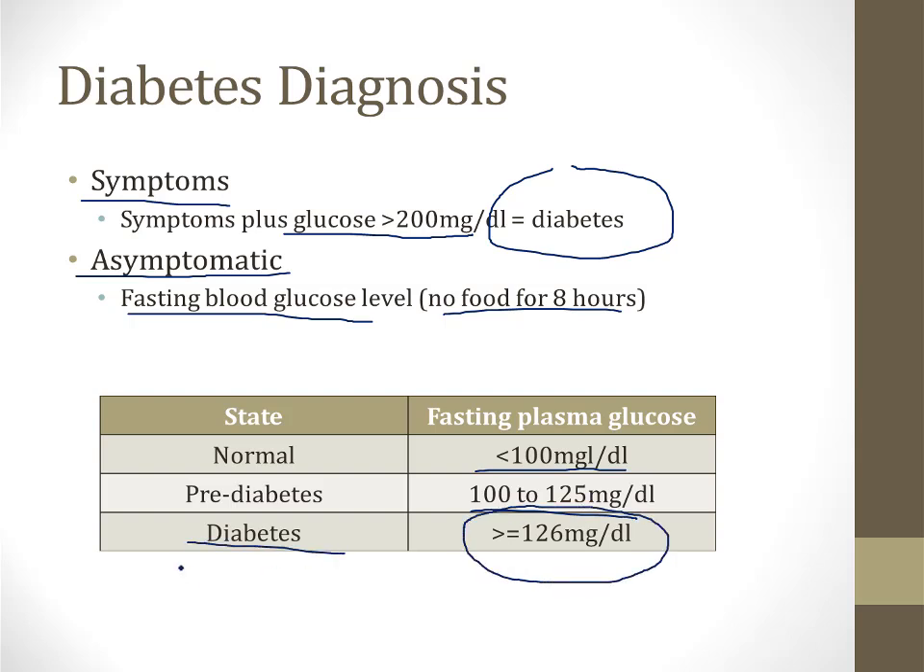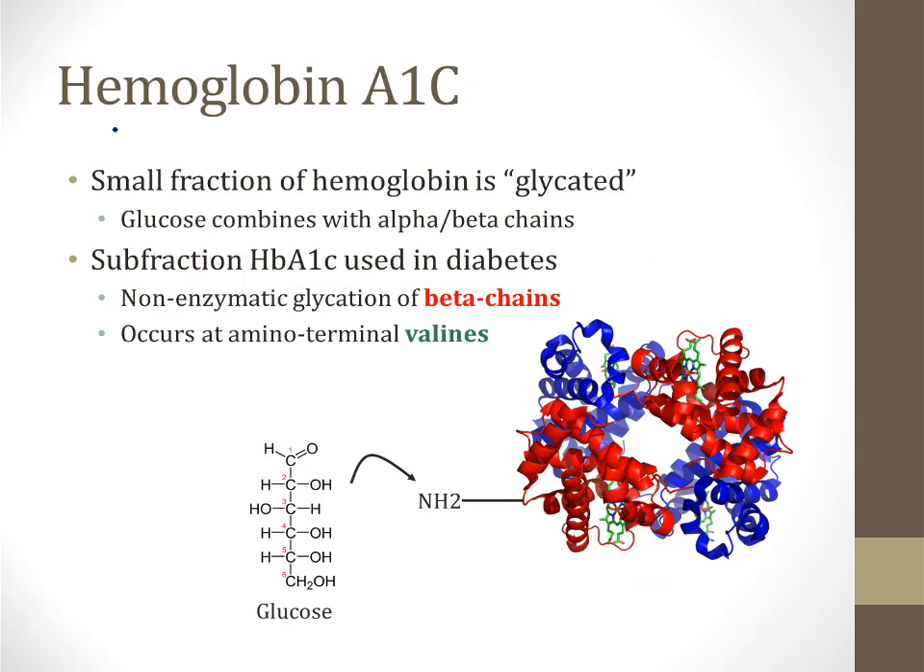diagnosis of diabetes. Another test that is often performed in order to diagnose or monitor diabetes is measurement of the plasma level of hemoglobin A1C. A small fraction of the hemoglobin in plasma is glycated. This means glucose combines with amino acids in the alpha or beta chains, and the subfraction called hemoglobin A1C is useful for diagnosing and monitoring diabetes.